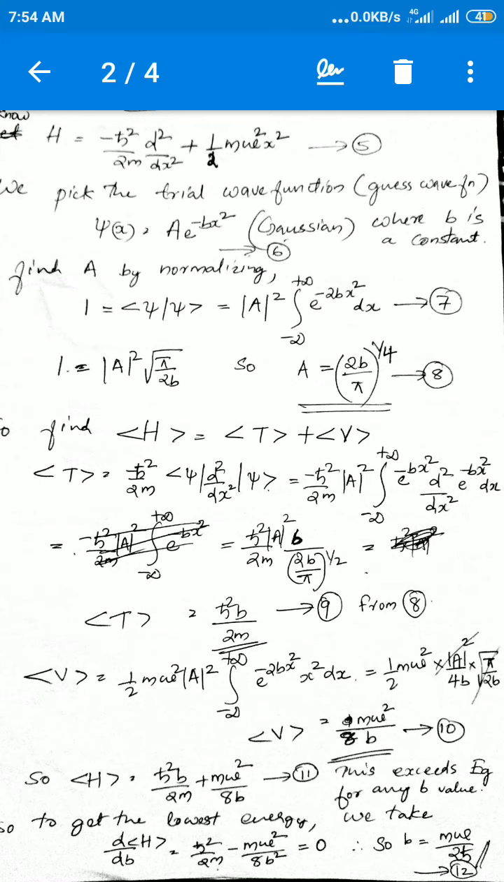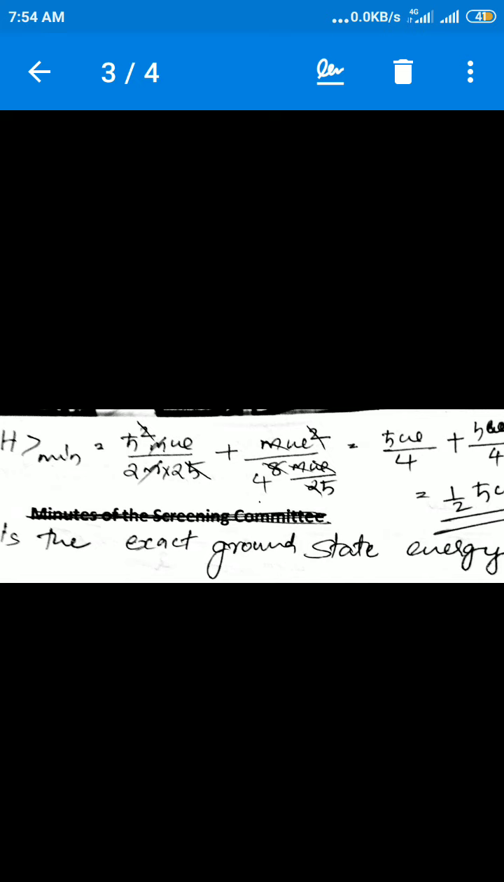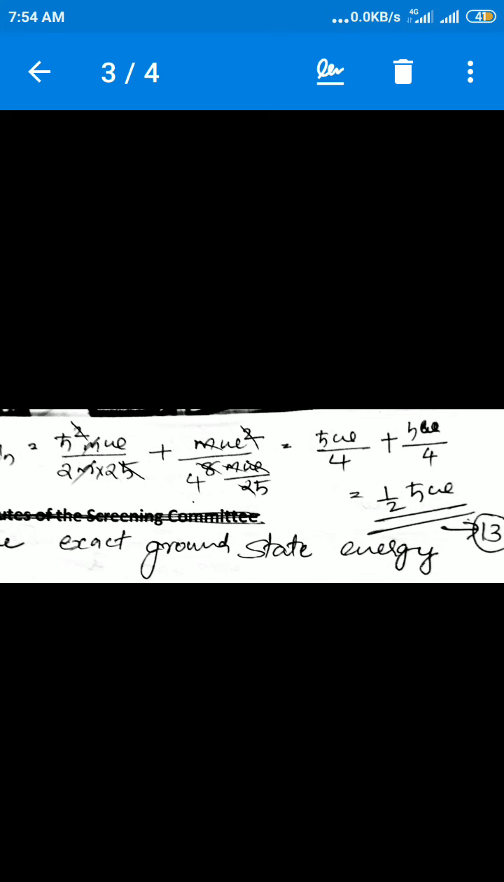If you substitute the value of b, you will get H minimum equal to h cut square by 2m into m omega by 2h cut plus m omega square by 8 into 2h cut by m omega. If you cancel all the values and add, it should be half h cut omega. This is the exact ground state energy which we have already seen in the one-dimensional harmonic oscillator, isn't it? So n plus half into h cut omega, n equal to 0 means it is the ground state energy, and it is half h cut omega.